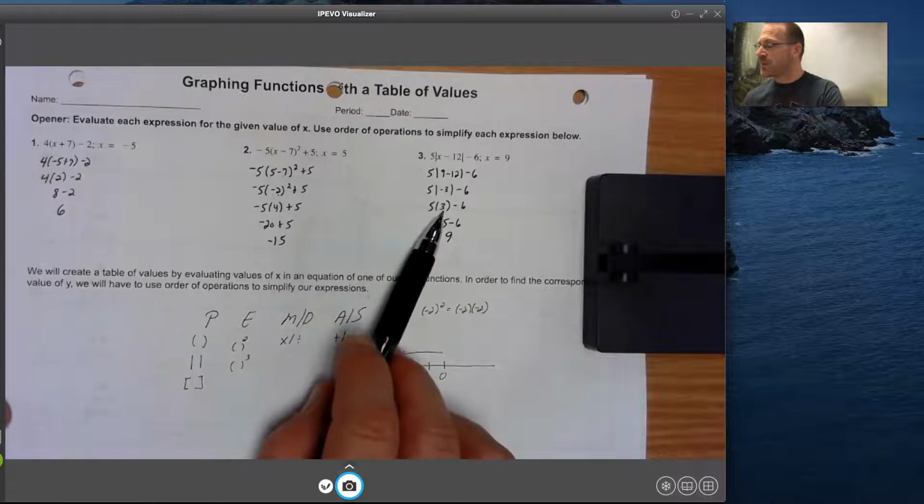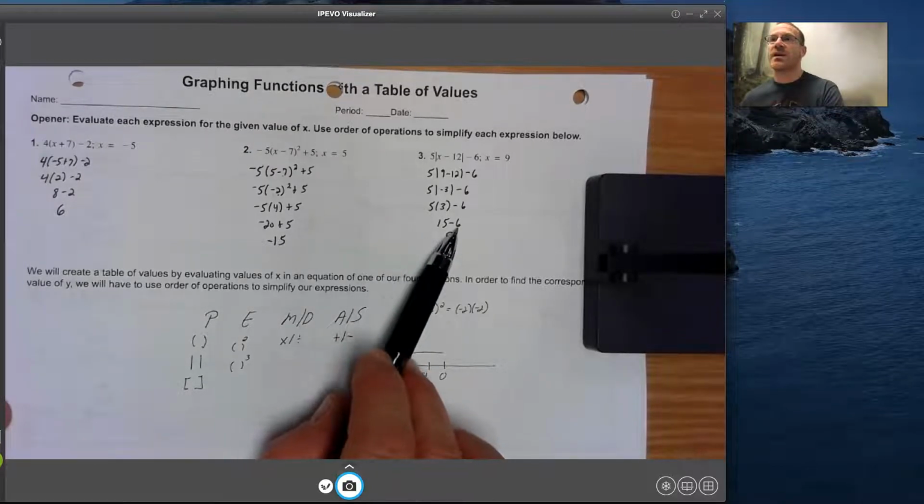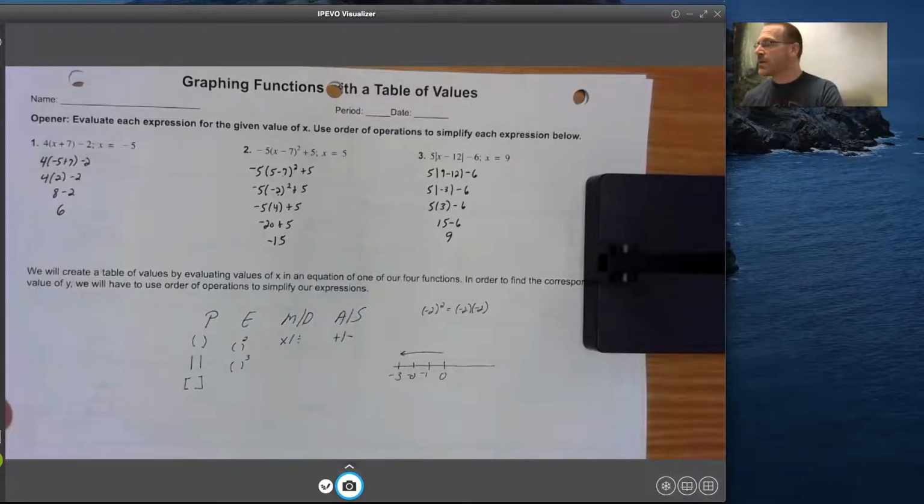All right, so 5 times 3 is 15. 15 minus 6 is 9. So there's our evaluation. And we wanted to start with that because that's a prerequisite skill that most of you have seen and done in your prior history before coming to Algebra 1. And it's going to be a big piece of our lesson today.